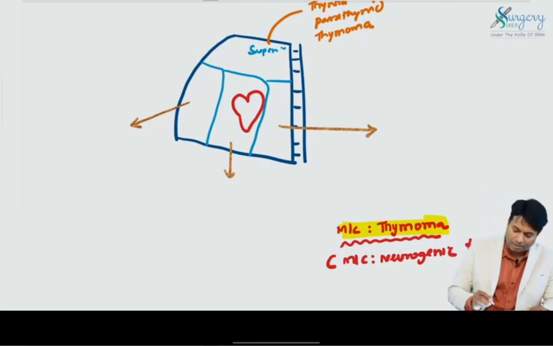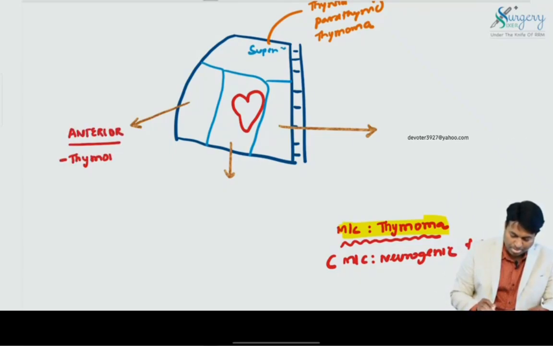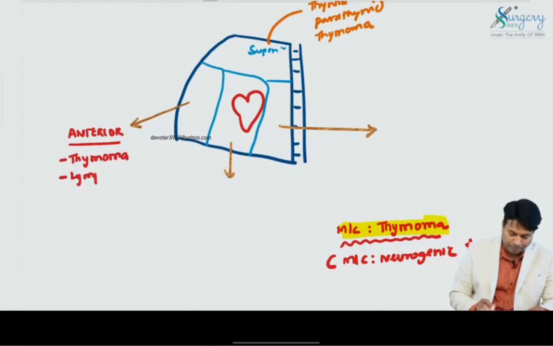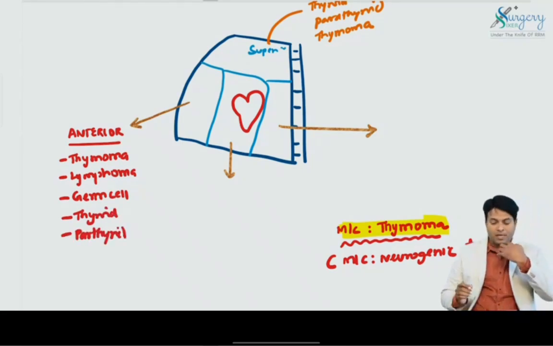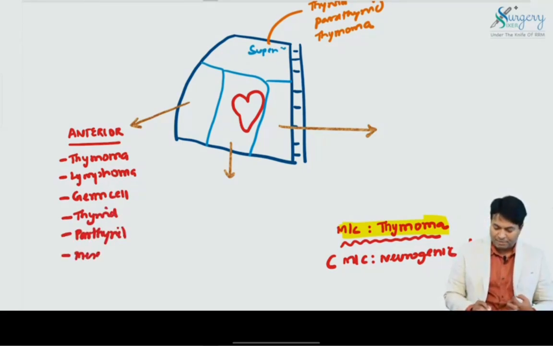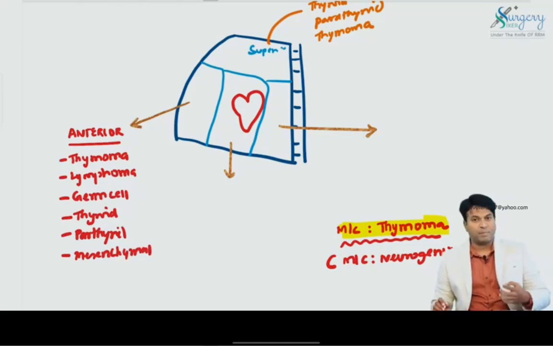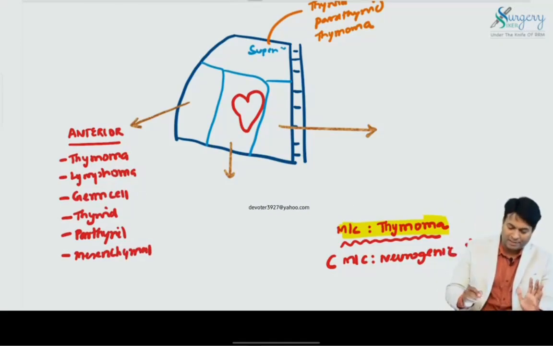Okay, so anterior mediastinal masses. What are the masses present in the anterior mediastinum? Here we have thymoma, lymphoma, germ cell tumors, and thyroid and parathyroid masses, which can extend from the superior to the anterior mediastinum, and we have mesenchymal tumors. So these are the anterior mediastinal masses: thymoma, lymphoma, germ cell tumor, thyroid mass, parathyroid mass, and mesenchymal tumors. In the anterior mediastinum, the most common is thymoma.